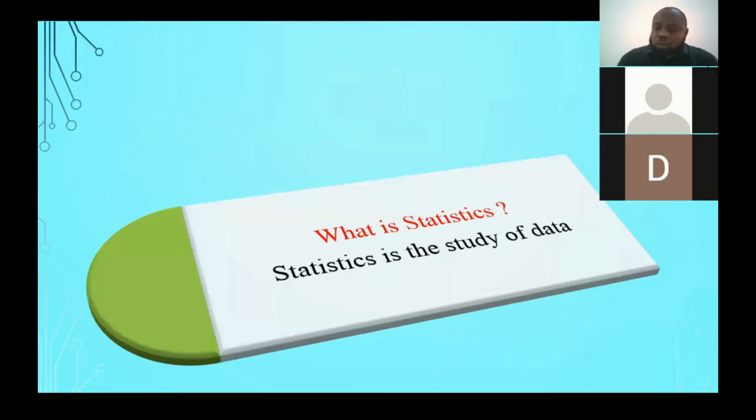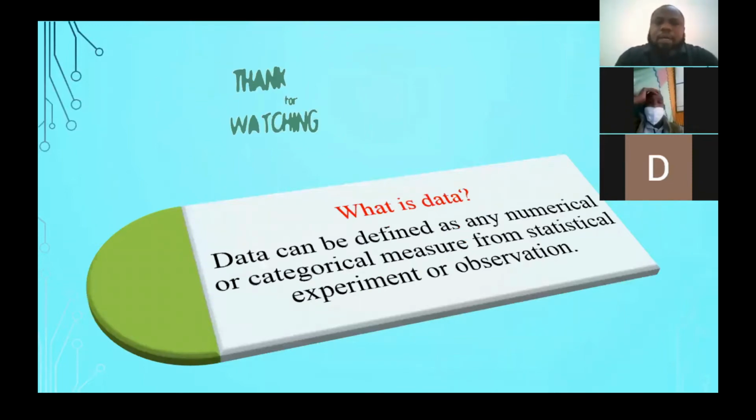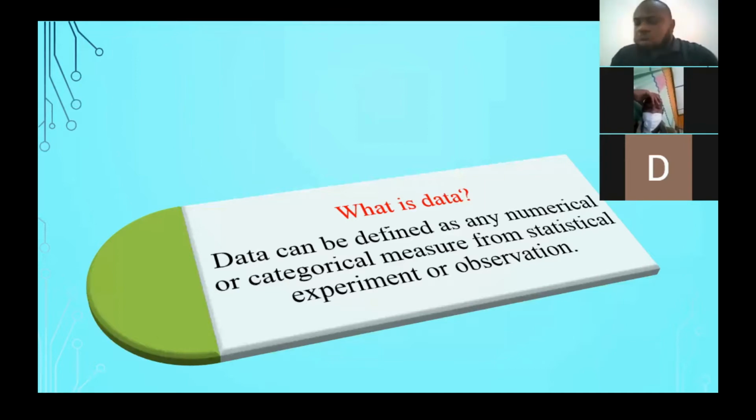So I think the first question we should remind ourselves of is, what exactly is statistics? In the simplest terms, statistics is the study of data. That's how simple it is; the whole business of a statistician is studying data. But before we look at how we study data, what exactly is data? Data can be defined as any numerical or categorical measures from statistical experiments or observations.